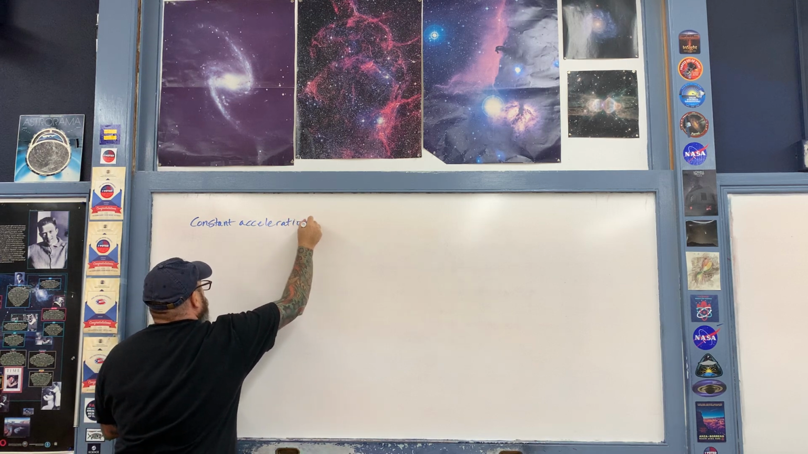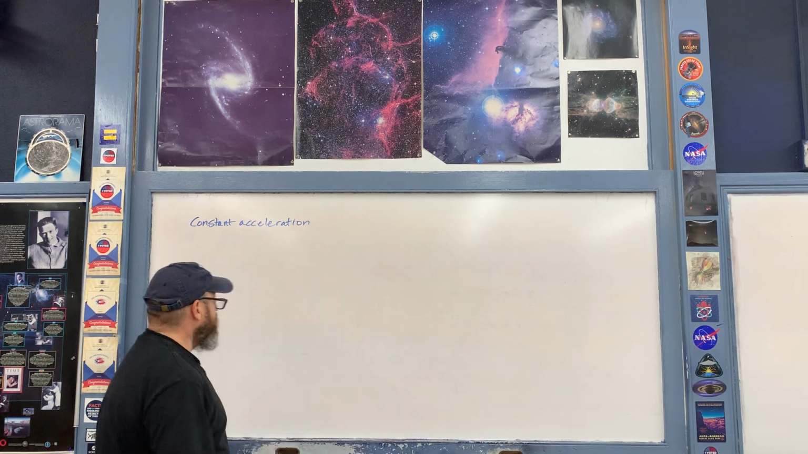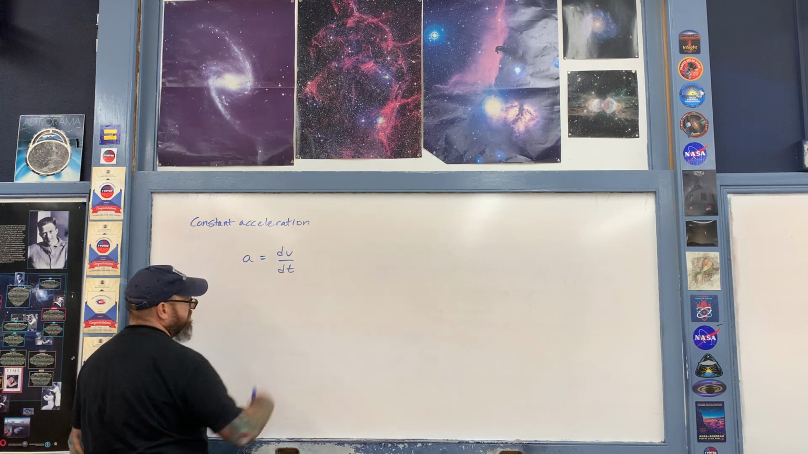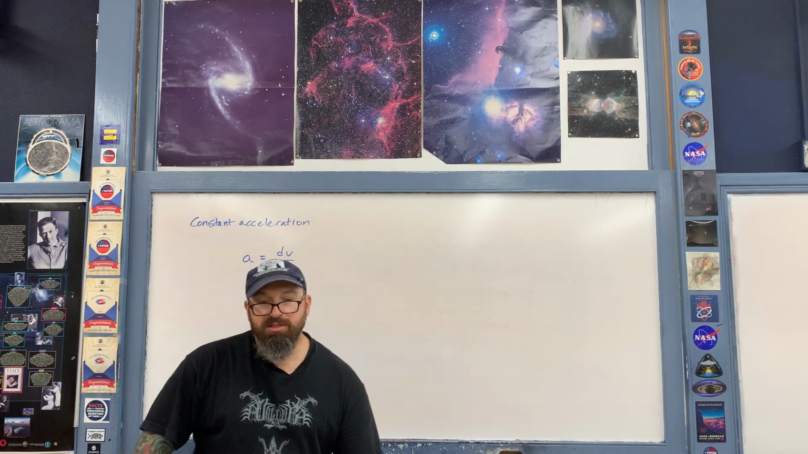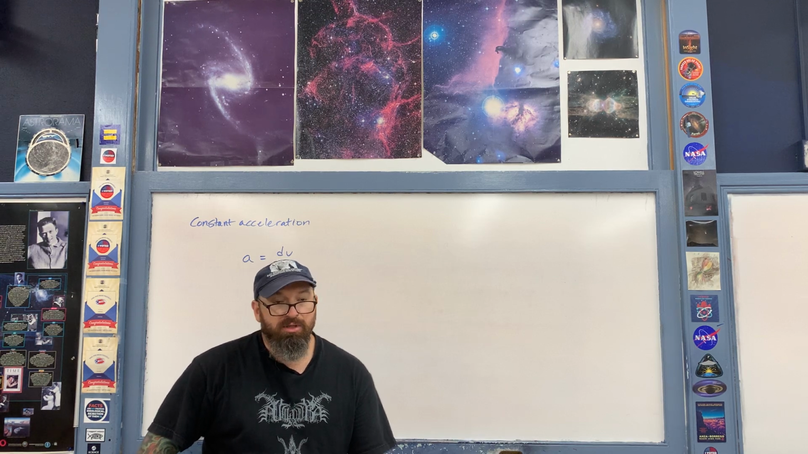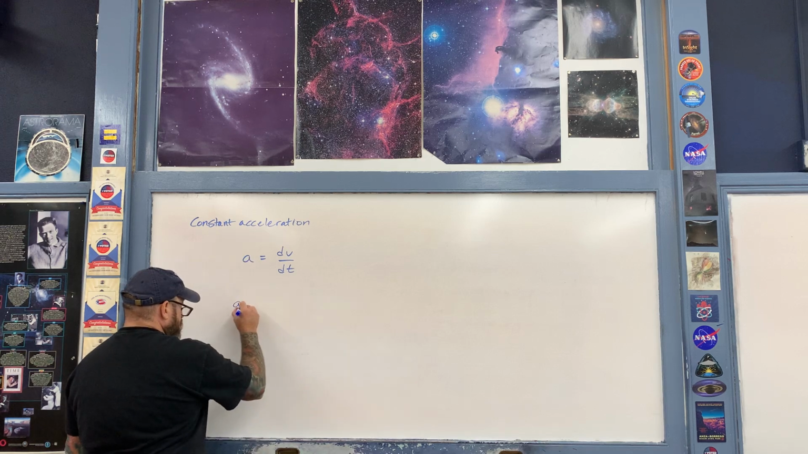Okay, so here's how we derive the kinematics equations for constant acceleration. We begin with the definition of instantaneous acceleration. Instantaneous acceleration is the derivative of velocity with respect to time. The first step of this process is actually algebraic. What I'm going to do is take the time interval dt and move it to the other side of the expression.